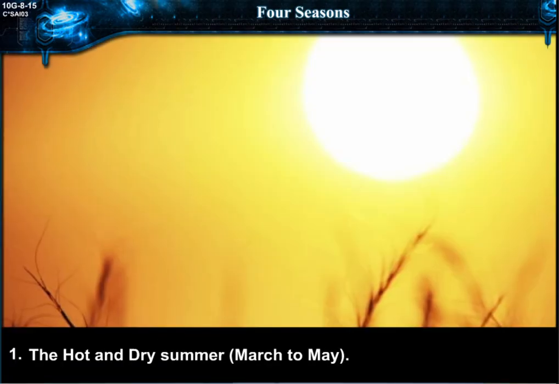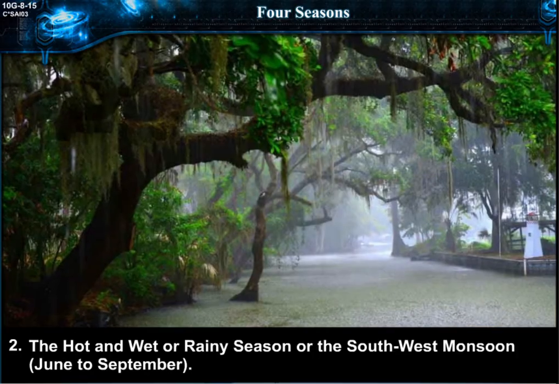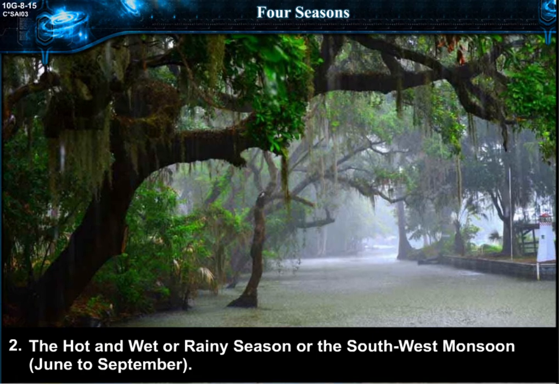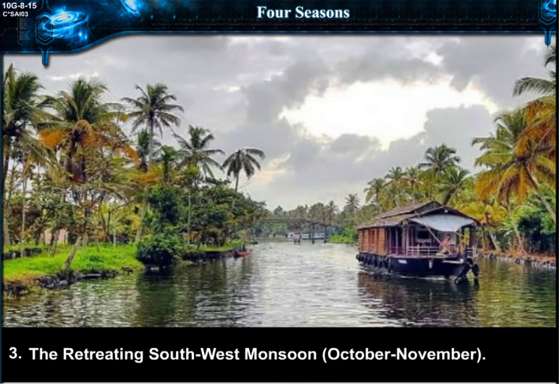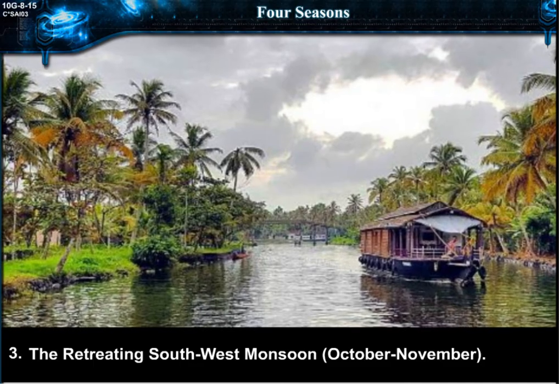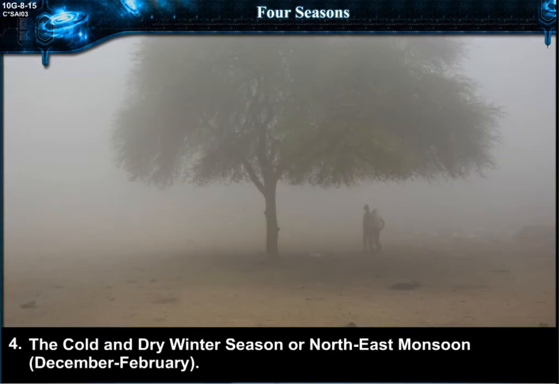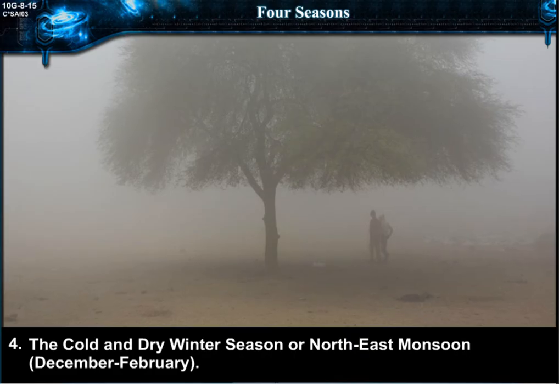1. The hot and dry summer from March to May. 2. The hot and wet or rainy season or the southwest monsoon, June to September. 3. The retreating southwest monsoon, October to November. And 4. The cold and dry winter season or northeast monsoon, December to February.